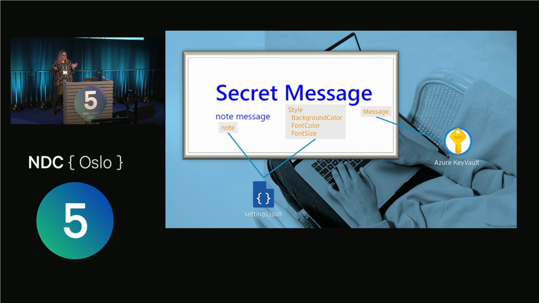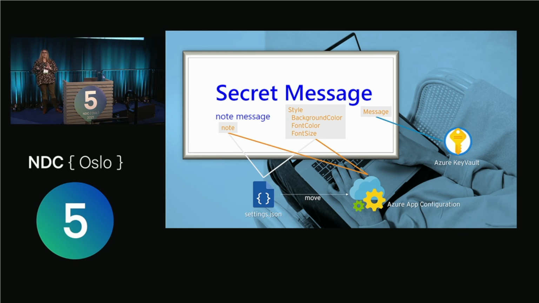And we're gonna add App Configuration into the mix and move all the settings from the JSON file into Azure App Configuration. We're gonna move so that the application reads from Azure App Configuration. We're also gonna move the reading of the message to Azure App Configuration. But since it's a secret, we're gonna still store it in Azure KeyVault. So that's basically what we're gonna do.